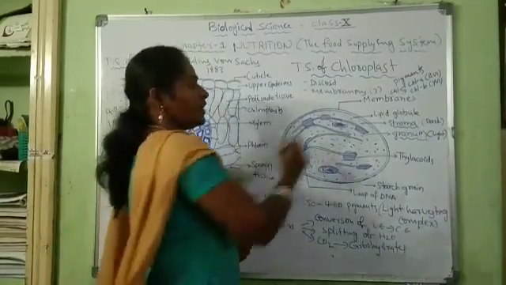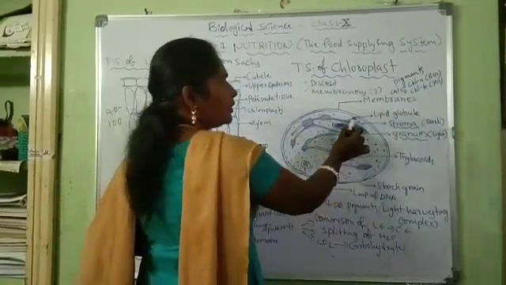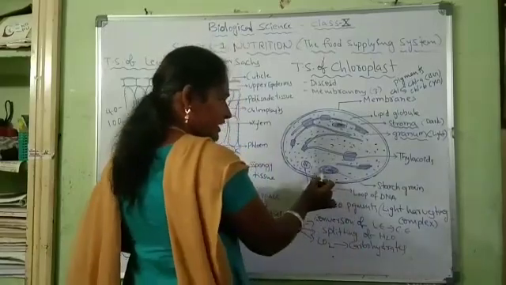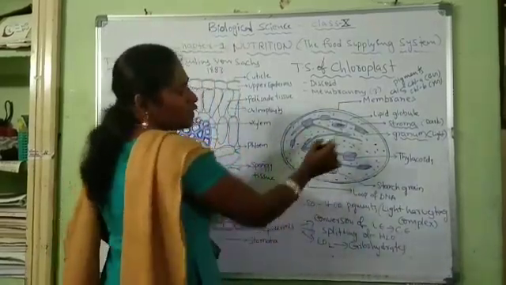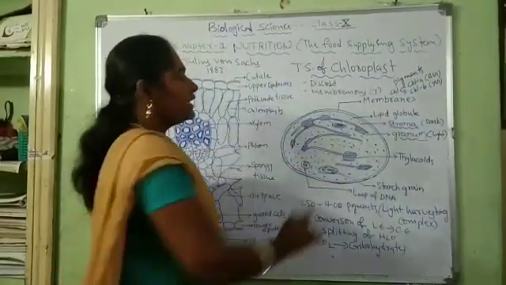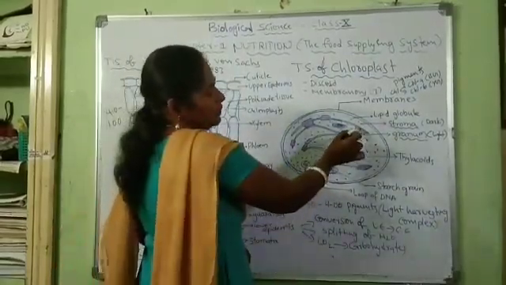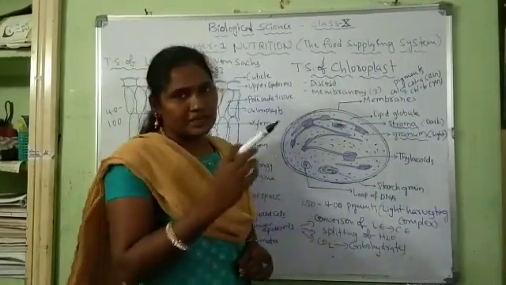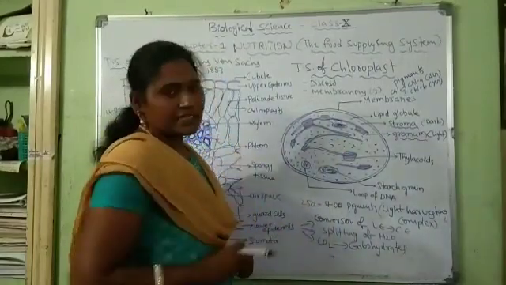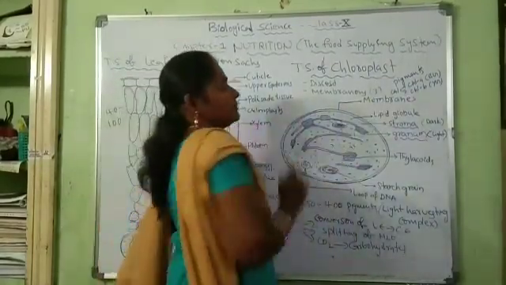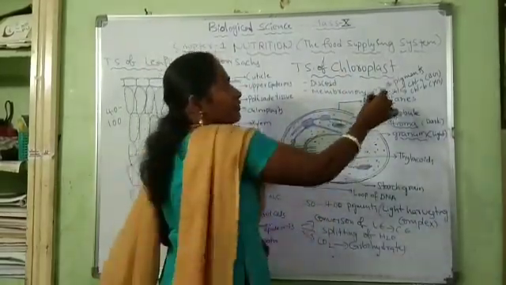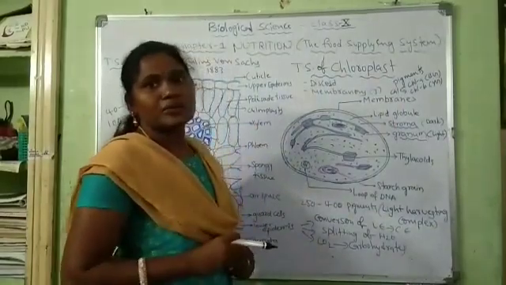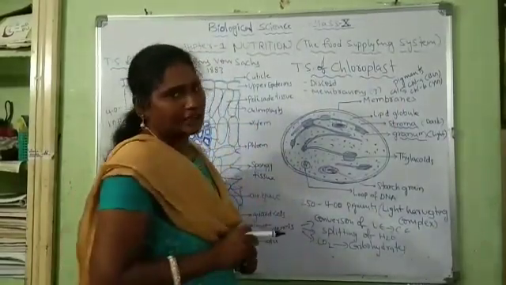And here there are also lipid globules, starch grains, and loops of DNA present in the chloroplast. In the grana there are some differently colored substances. Those substances are called pigments. Chlorophyll is such a pigment. Besides chlorophyll, there are several other colored compounds also present as pigments.